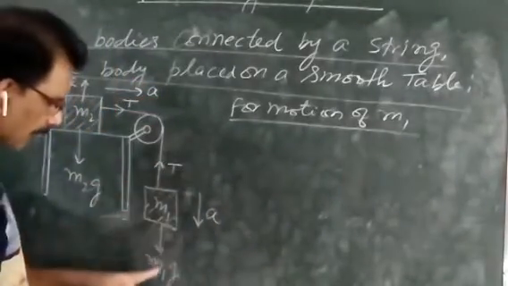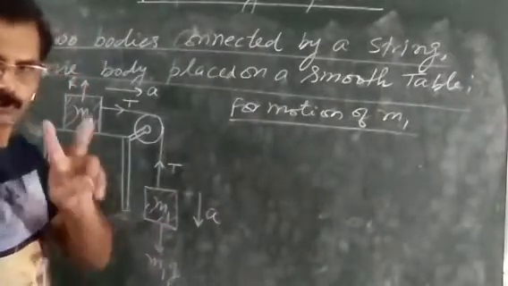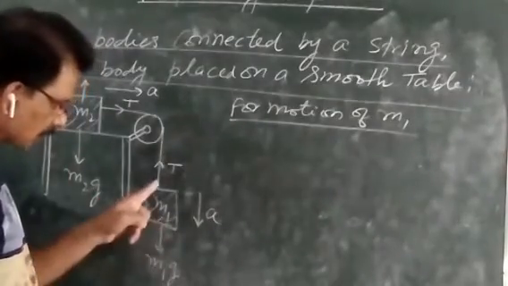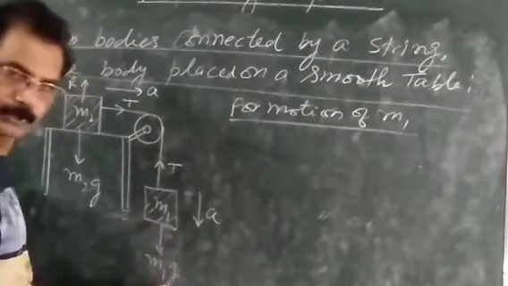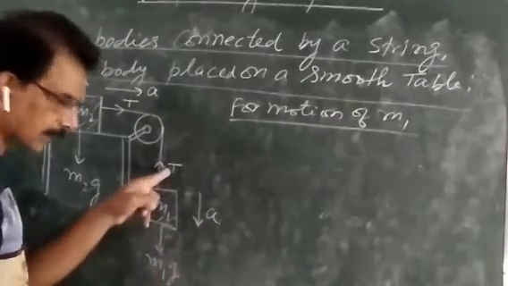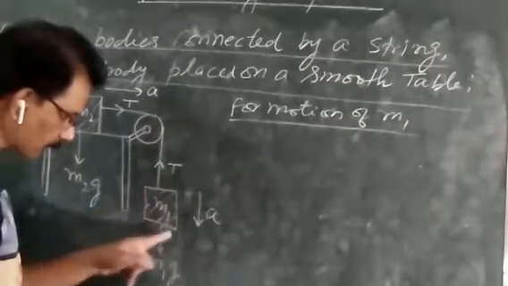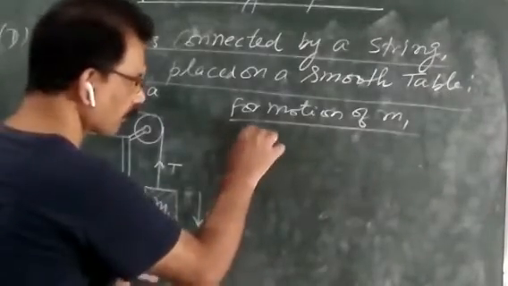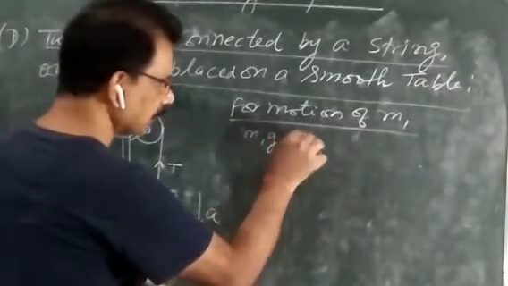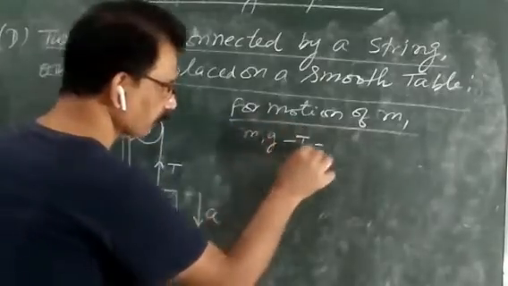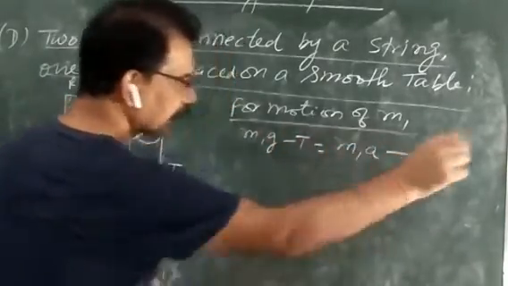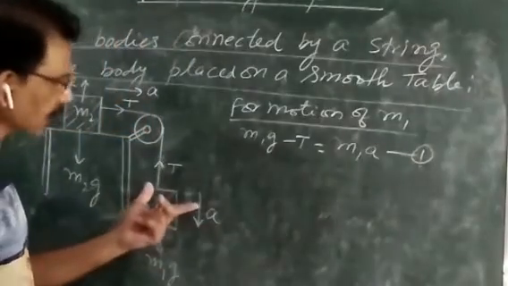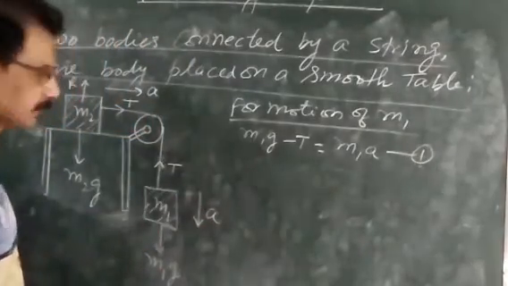तो how many forces act on this mass m1? Two forces, one is m1g, other is T. Acceleration is acting in the direction of m1g, it means m1g is greater than T. Net force on this mass m1 is m1g minus T, and this net force is equal to mass into acceleration by Newton's second law of motion. This one is for the motion of mass m1.